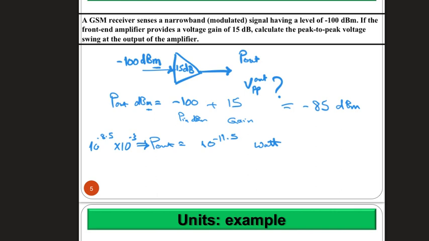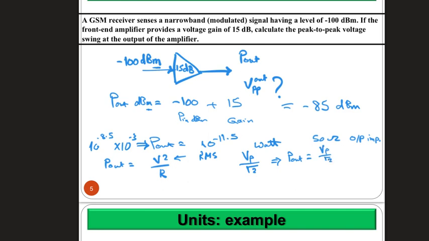So typically, we assume a 50 ohm output impedance, the typical one for RF. Then the power that we have, P out, is equal to V squared over R, and the V here is the RMS voltage, and we know that the RMS value is equal to the peak value divided by root 2. So now we have this relation that P out is equal to (V peak over root 2) all squared divided by R. This is 50. So it's equal to V peak squared divided by 2 times 50.